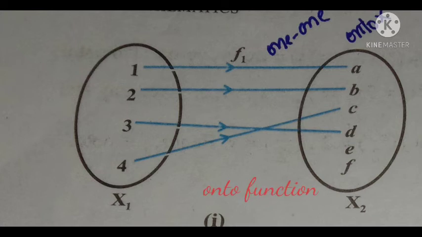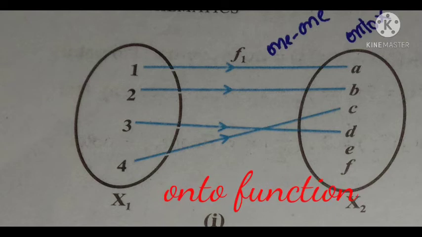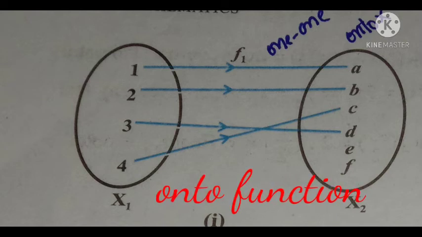So to define onto, we concentrate on the second set and see whether different images have different pre-images in the first set. Then we can say that the given function is an onto function. Okay.